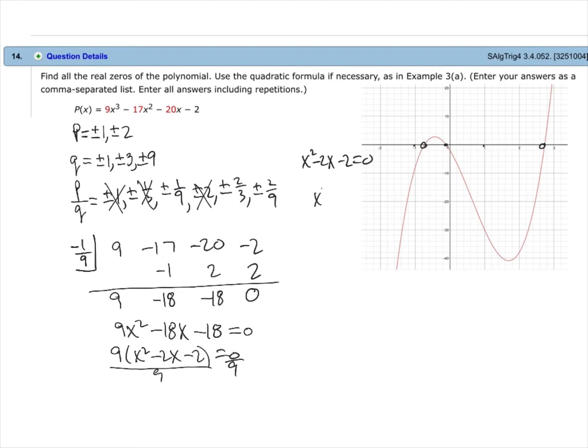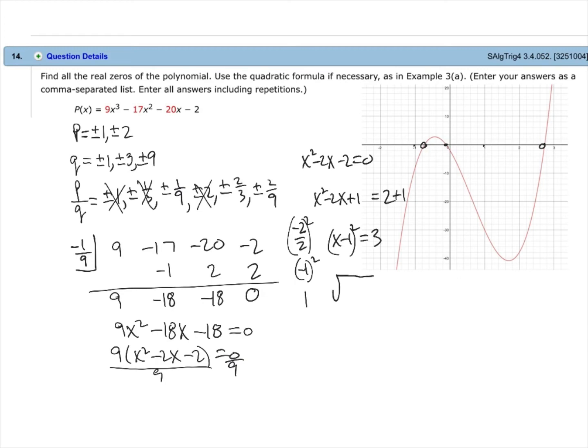So we will begin by moving the 2 over to the right, the constant 2. Now we will take our coefficient on x, which is minus 2. We will divide that by 2 and square it. That will be minus 1 squared, which will give us positive 1. We will add that to both sides of the equation. Now we have x minus 1 squared, when we factor the left, equal to 3.